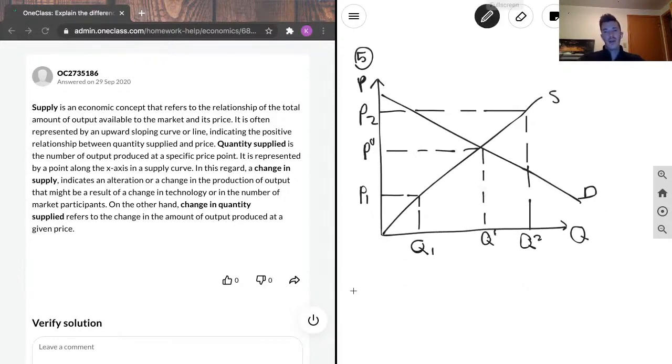So the only thing that causes a change in quantity supplied is a change in price. And this is going to be a movement along the supply curve.